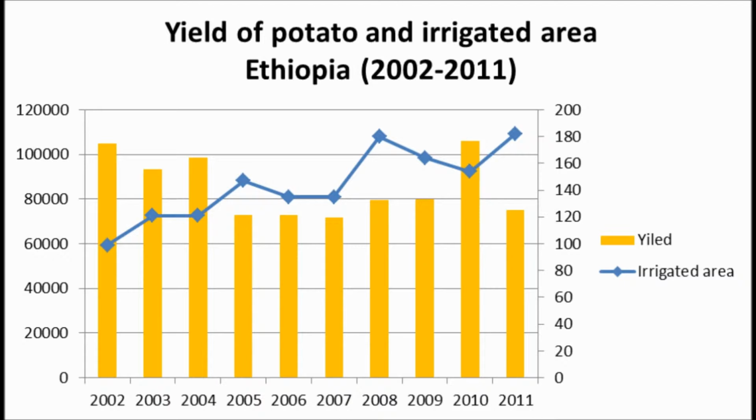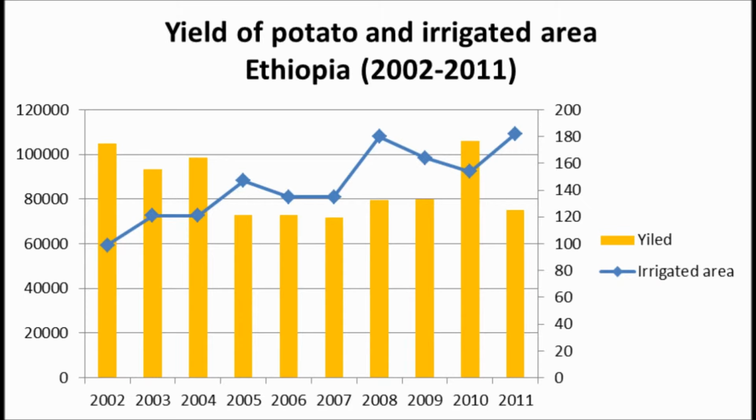As you can see in the graph, we use columns to illustrate the change of potato yield from 2002 to 2011 in Ethiopia. Meanwhile, we also use the line graph to demonstrate the annual irrigated area in this country. At first glance, you can hardly find any relationship between these two variables. But if you have a close look, you will find something like a lag effect in the relationship. The expansion of the irrigated area will bring another rise in the yield in the following 1 or 2 years.